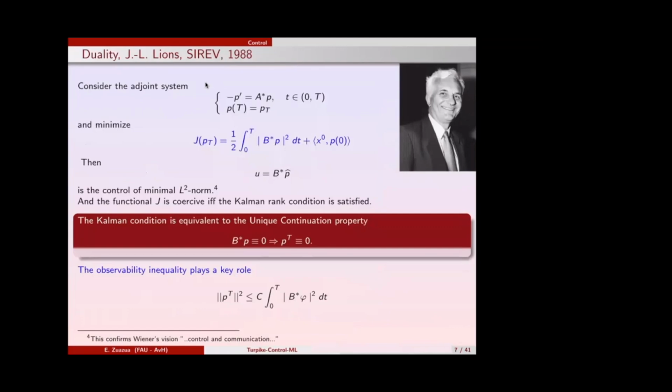You can try. And then we have discussed the main observation, the main ideas introduced by Lions in his SIAM Review paper in '88, where he said, listen, if you want to move into partial differential equations, this kind of Kalman rank condition is not sufficient, but you can analyze things through the duality principle, in which everything is reduced, so here it should be a P, everything is reduced to the observability inequality.